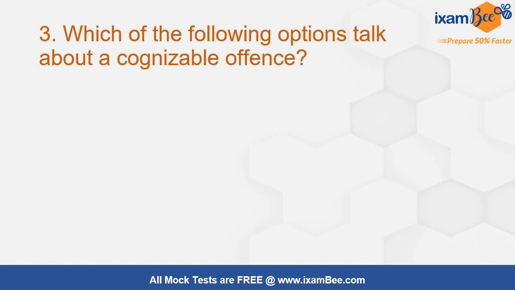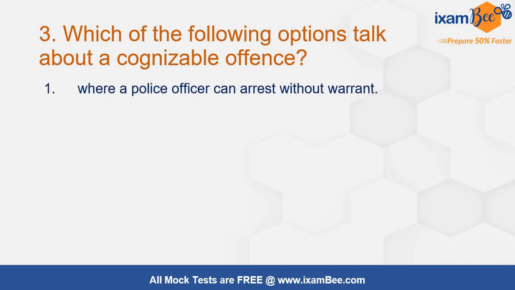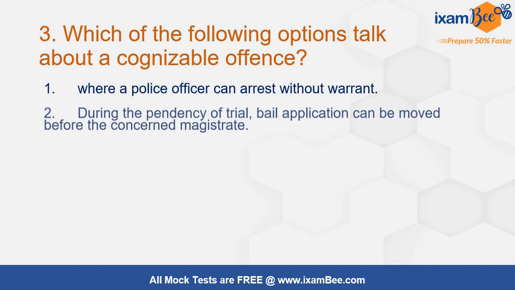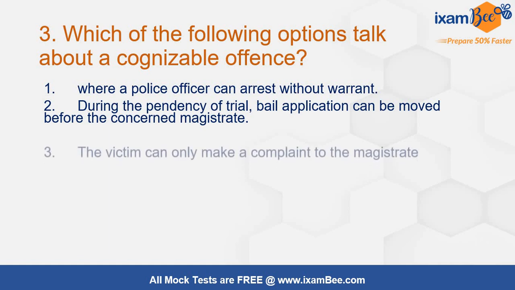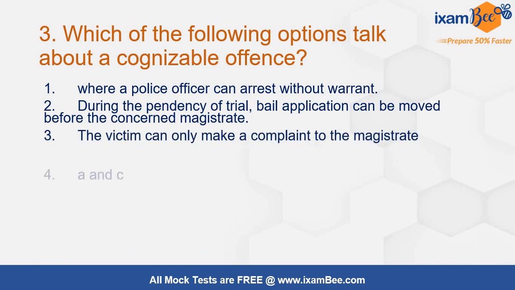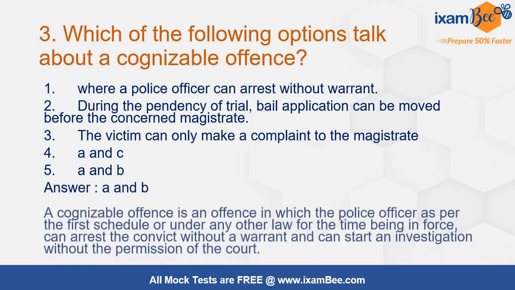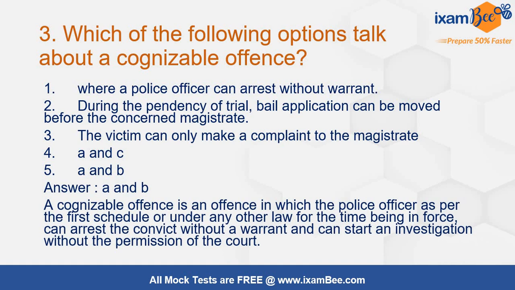Which of the following options talks about a cognizable offence? Now, another important topic from CRPC: A, where a police officer can arrest without warrant. B, during pendency of trial, a bail application can be moved before the concerned magistrate. C, only the victim can make a complaint to the magistrate. Options: A and C, A and B. We can make out from the options that the third option is not relevant, but the first 2 are relevant, and the answer is A and B only.